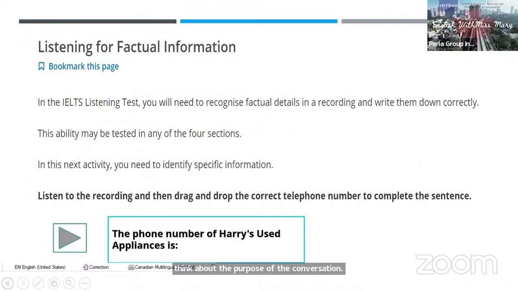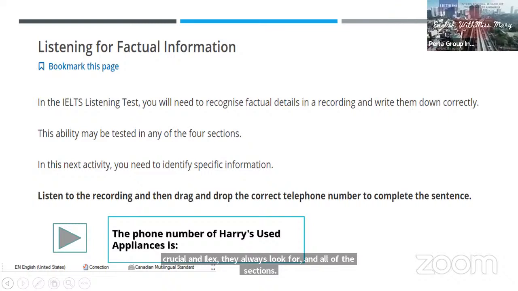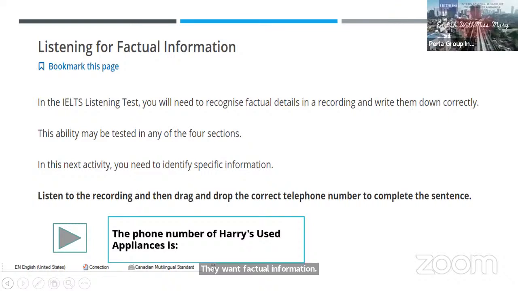Next thing is the factual information. It's crucial in IELTS. In all of the sections, they want factual information. They want you to pull up information from the recording, and that information is very specific. It identifies a specific criterion they want from the recording, for example names, phone numbers, addresses, and so on.